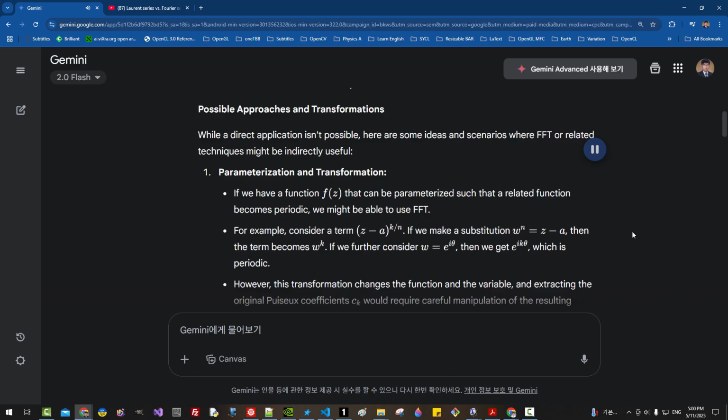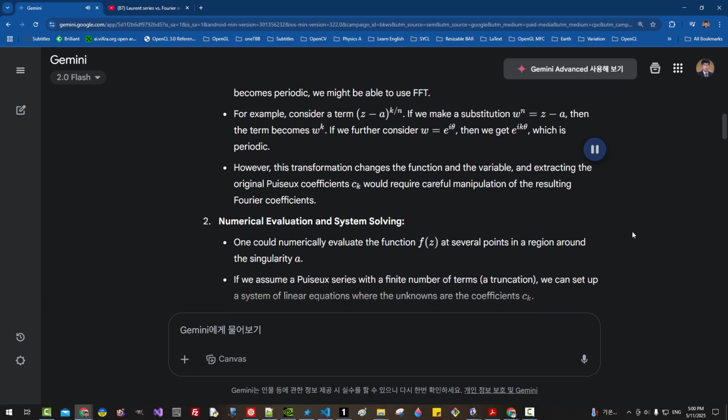For example, consider a term (z - a)^(k/n). If we make a substitution w^n = z - a, then the term becomes w^k. If we further consider w = e^(iθ), then we get e^(ikθ), which is periodic. However, this transformation changes the function and the variable, and extracting the original Puiseux coefficients c_k would require careful manipulation of the resulting Fourier coefficients.